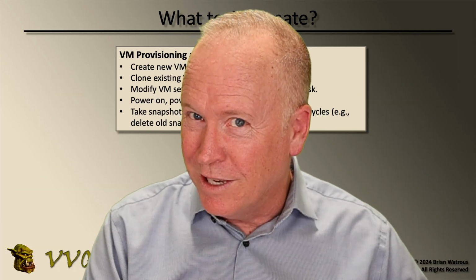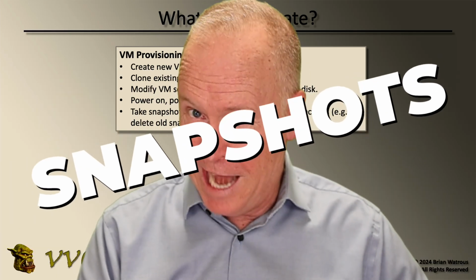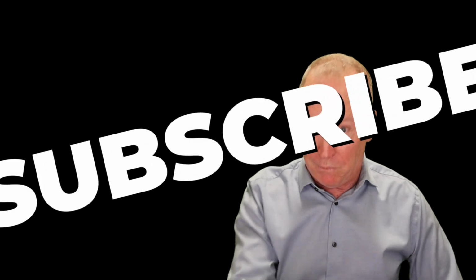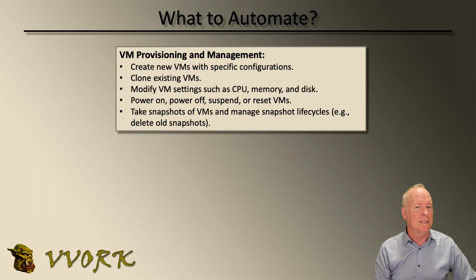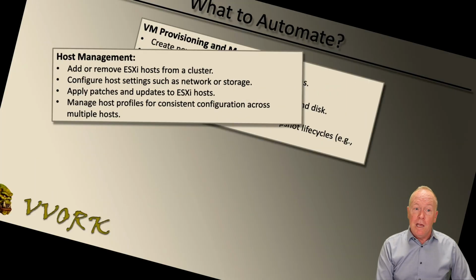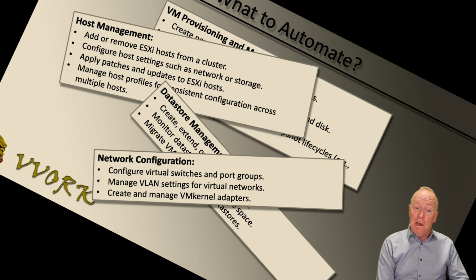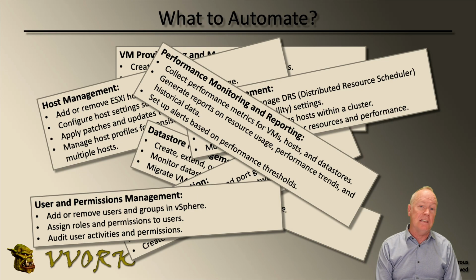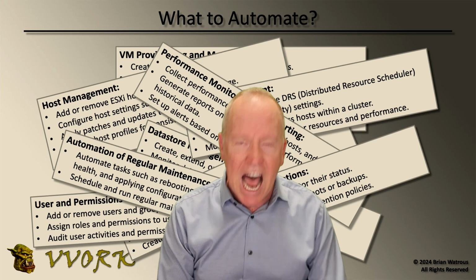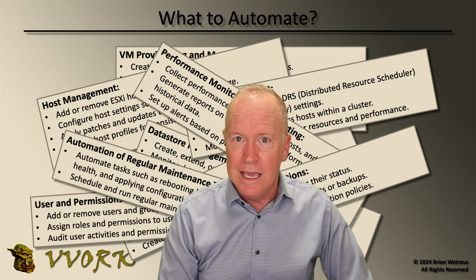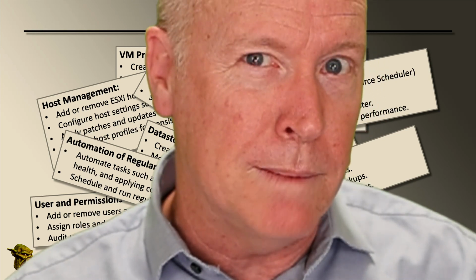Or perhaps you'd like to automate snapshots. I know there's at least one of you out there that wants to automate snapshots, so you definitely hit the subscribe button. But for the rest of us, what else could you automate? Maybe you want to automate tasks related to your ESXi servers, or perhaps you want to manage tasks related to data stores, or networks, or this, or this, or this. There's tons of things that you can automate in your vSphere environment using PowerCLI.